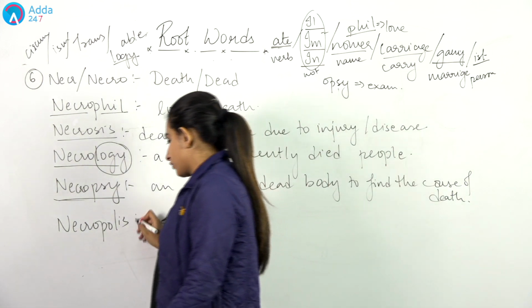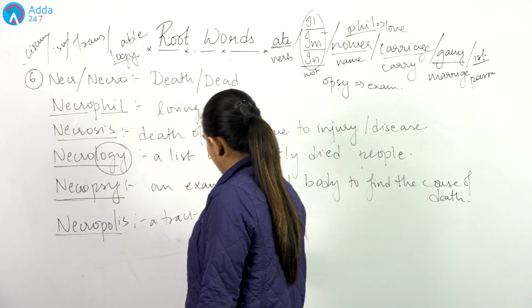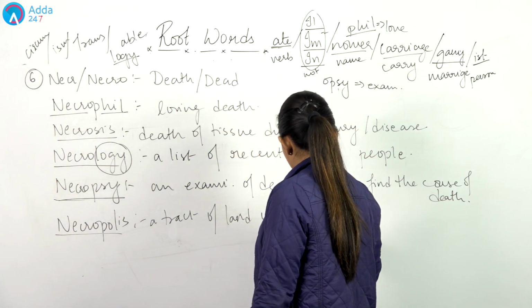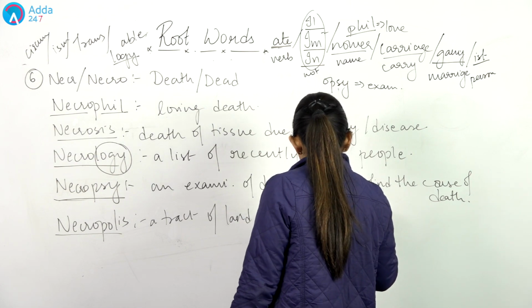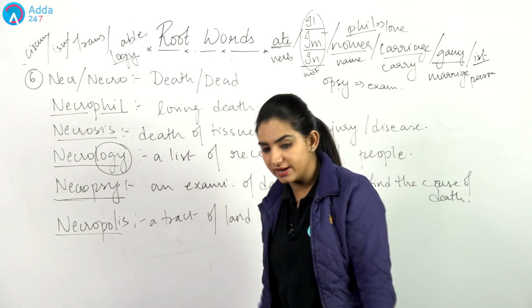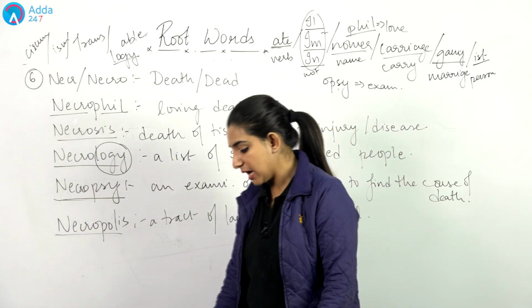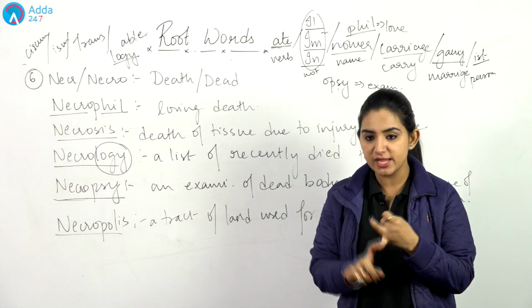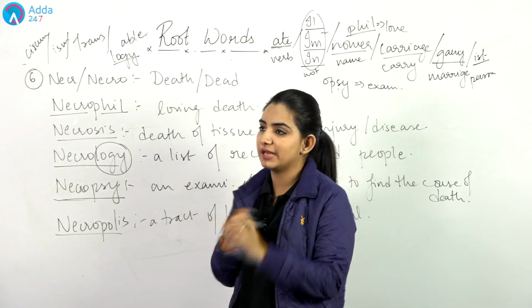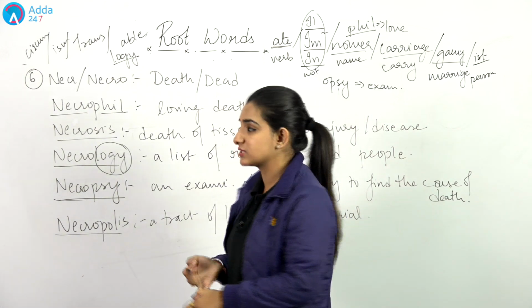Then we have necropolis, and necropolis means a tract of land used for burial. Right? So a land that is required for the burial of dead bodies, that is what we mean by necropolis. Now I hope the meanings of migr, mob, miss, mute, nat, nav and necr are absolutely clear to you, and I've told you a lot of words out of it as well.